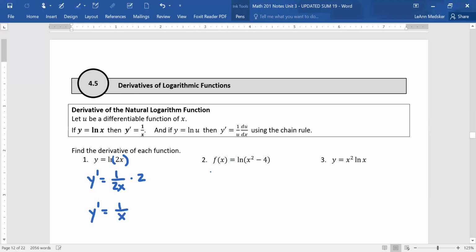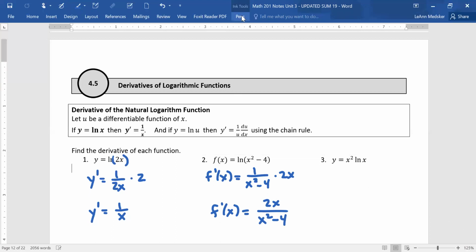For this one, this would be f prime of x is 1 over the inside function, which is x squared minus 4, times the derivative of the inside function, which is 2x. Now this time it doesn't cancel, so we'll just write it as a numerator over a denominator.